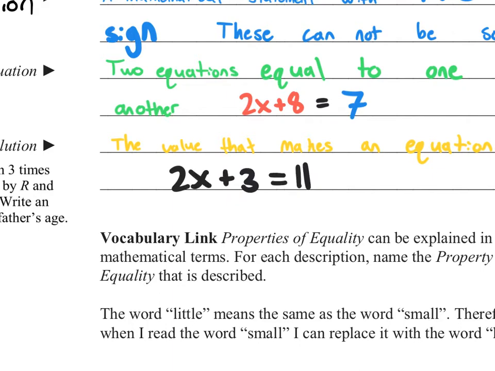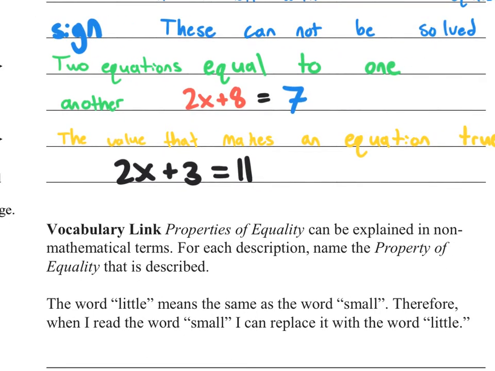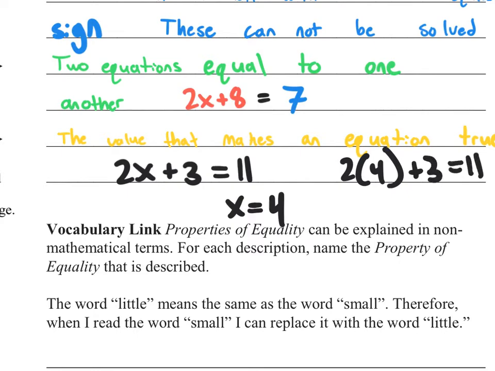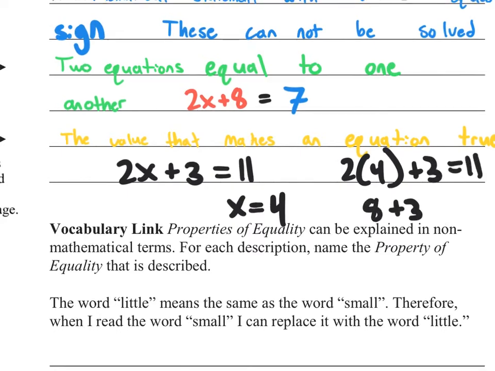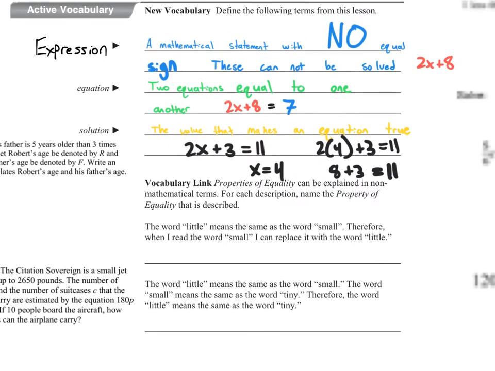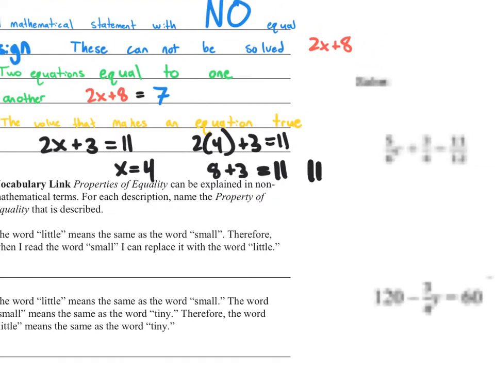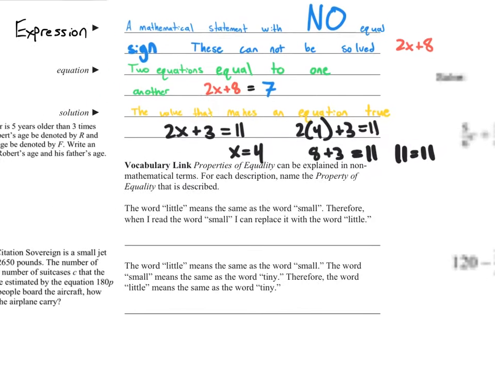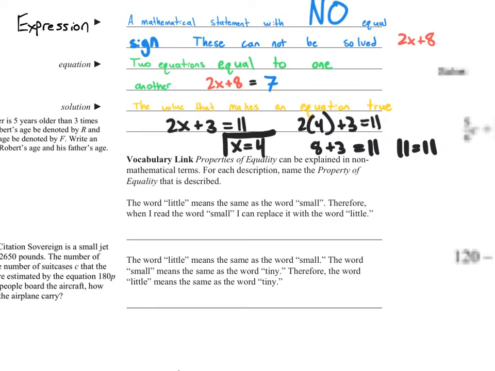If we are looking at 2x plus 3 is equal to 11 as an equation, and we solved it and got the answer of x is equal to 4, 4 would be a solution because when I substitute it back in to the equation, we get a true statement to where 8 plus 3 is equal to 11. So we could say 11 is equal to 11. 4 would be that solution for x.